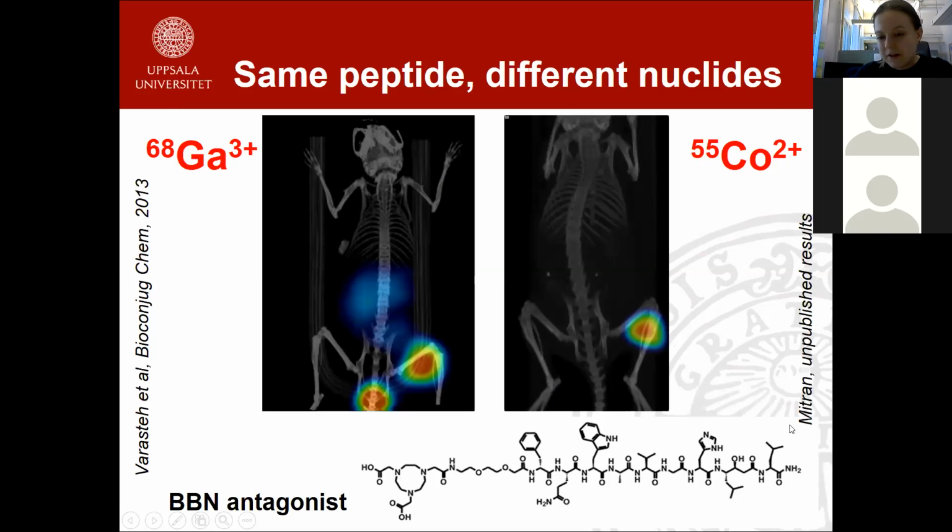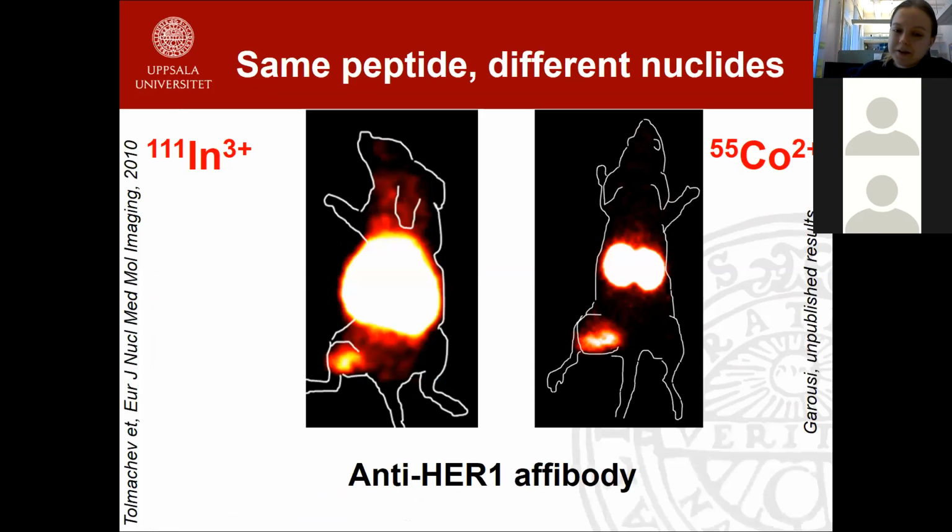But actually, the structure of the peptide is small in itself, very small. So even a minor modification can really introduce big changes when it comes to the biological behavior. And just another example is an anti-HER1 Affibody molecule that was labeled with 2 different nuclides, and again we see quite a different picture. So it's the same molecule but 2 different nuclides.